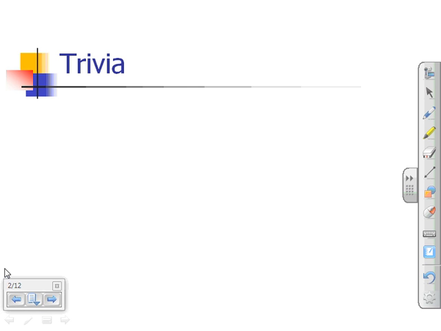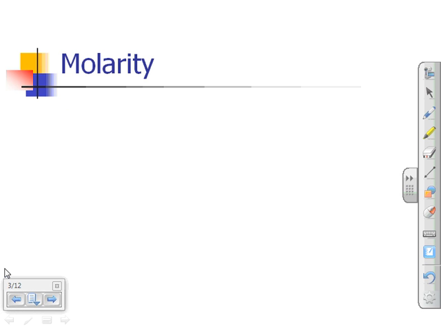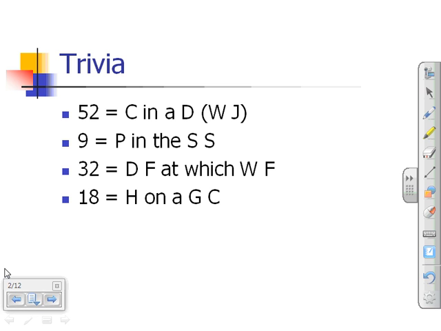Start off with some trivia. Here's an abbreviation for a phrase of some sort. There's going to be a number of them, so I'll give you what the first one is. 52 equals C in a D, WJ. 52 cards in a deck with jokers. I'll pop the other ones up here, and you can pause the video if you want and try to figure them out yourselves.